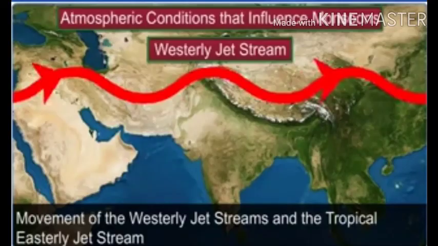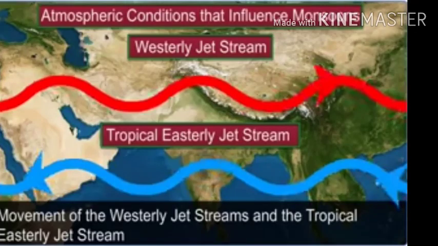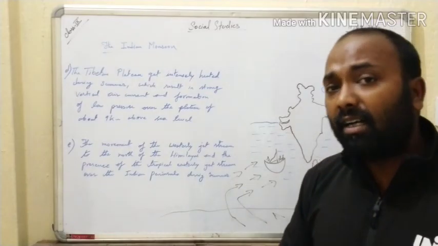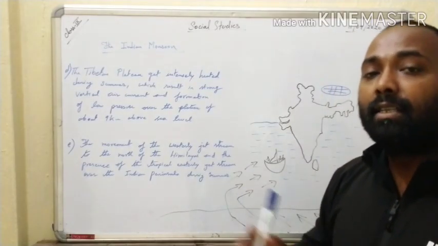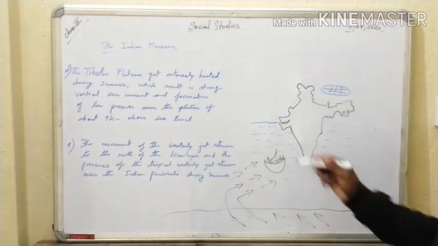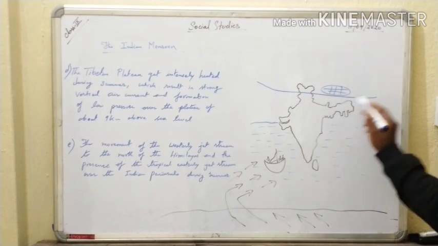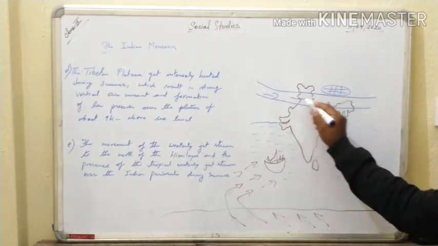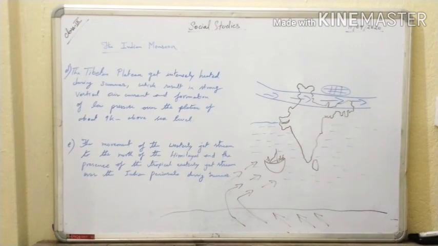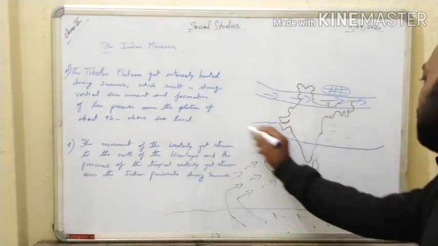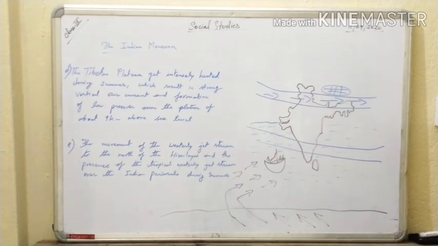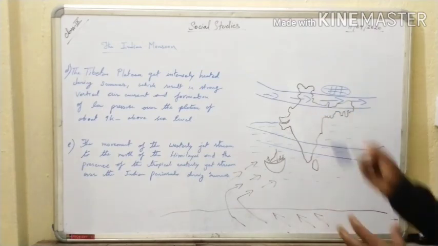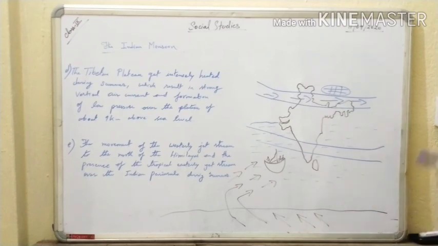This fact says that the movement of the westerly jet stream to the north of the Himalayan region and the presence of the tropical easterly jet stream over the Indian peninsula during the summer creates a movement in the opposite direction. The first one you can see on the board, the movement of the westerly jet stream, which comes from this side. Another one is your easterly jet stream, which blows over the Indian peninsula. So this jet stream will also create a movement of air, upper air circulation, and this will also influence the climate of the country.